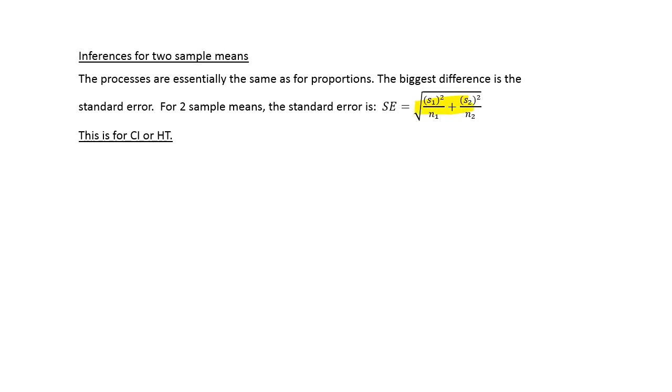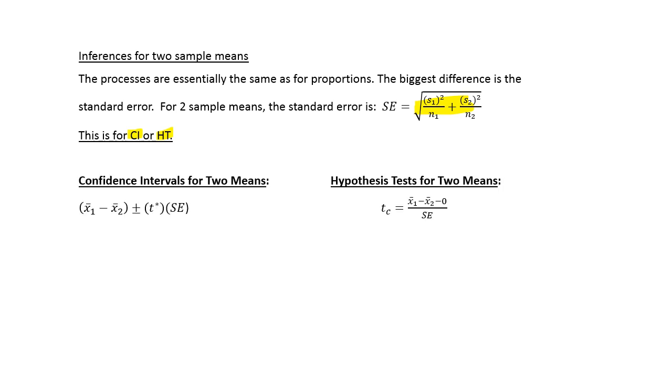And one good thing about this, we can use this for confidence intervals or hypothesis testing. When we did proportions, we had two different standard error formulas, one for confidence and one for hypothesis. Now we just have the one. Again, the confidence interval is x1 bar minus x2 bar, plus or minus the margin of error. For hypothesis testing, we're going to calculate a t based on the difference in means divided by the standard error. And again, the standard error is the same for both of those.